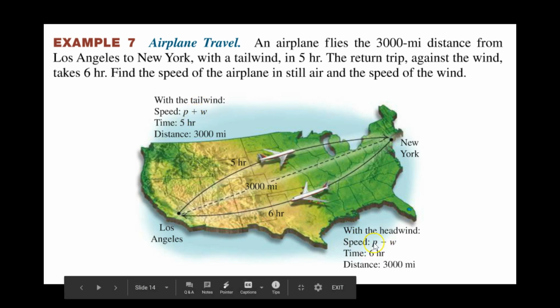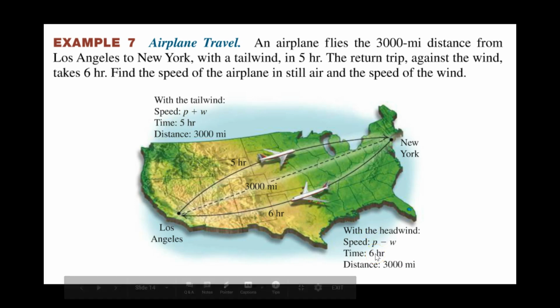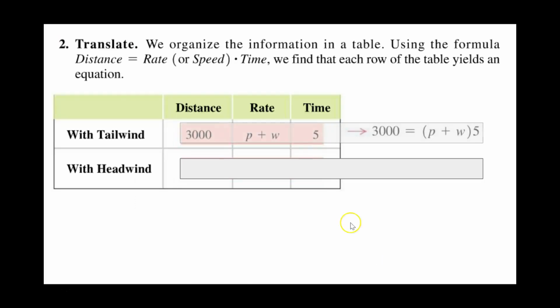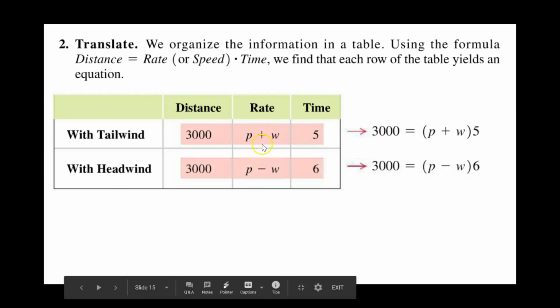If I have a plane speed and I'm heading into the wind, that means whatever the plane speed is going to be subtracted by the wind speed, and it's going to take us a little bit longer to get to our destination. Same distance, 3,000, but this one takes 5 hours because the wind is helping me, and this one here takes 6 hours because I'm going against the wind. So these are going to represent both of our equations.